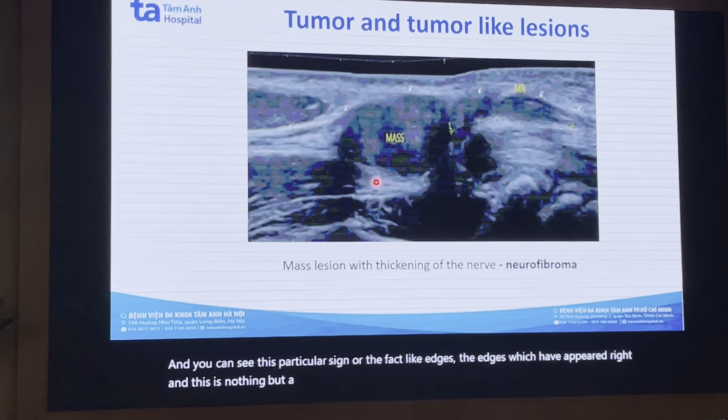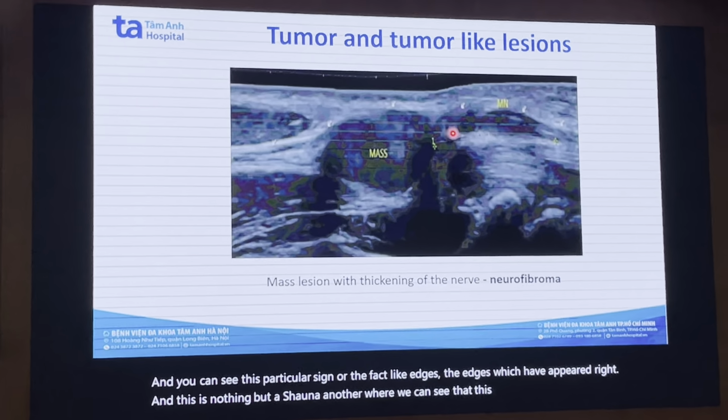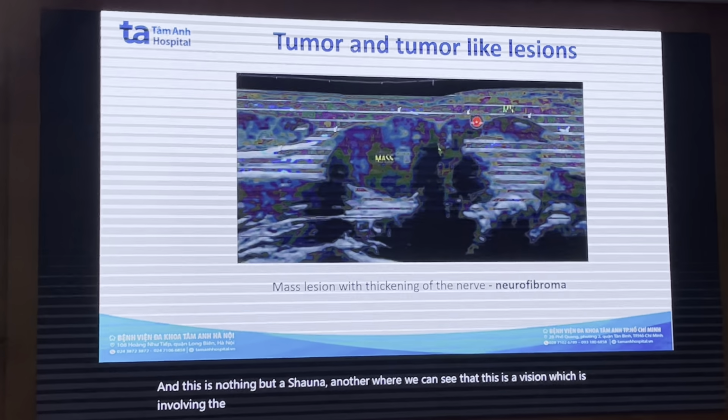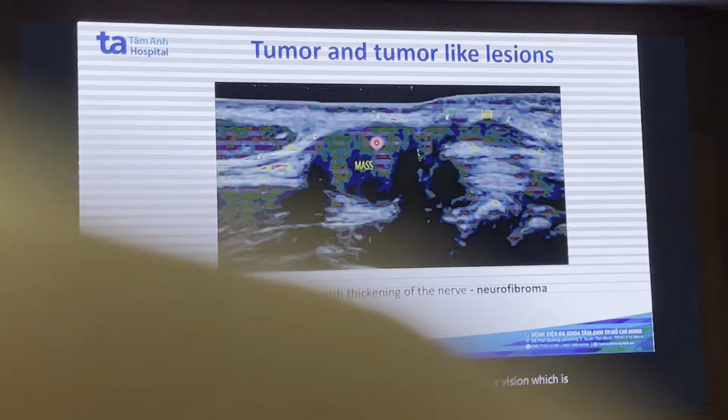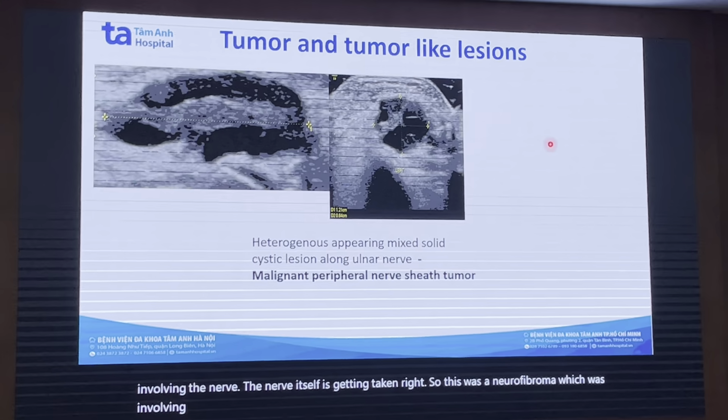Another where you can see that this is a lesion which is involving the nerve. The nerve itself is getting thickened, right? So this was a neurofibroma which was involving the nerve fibers.